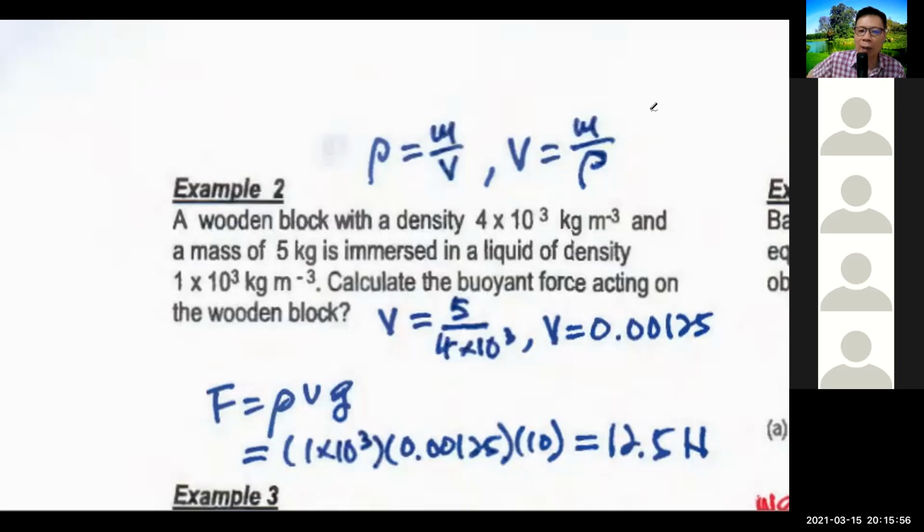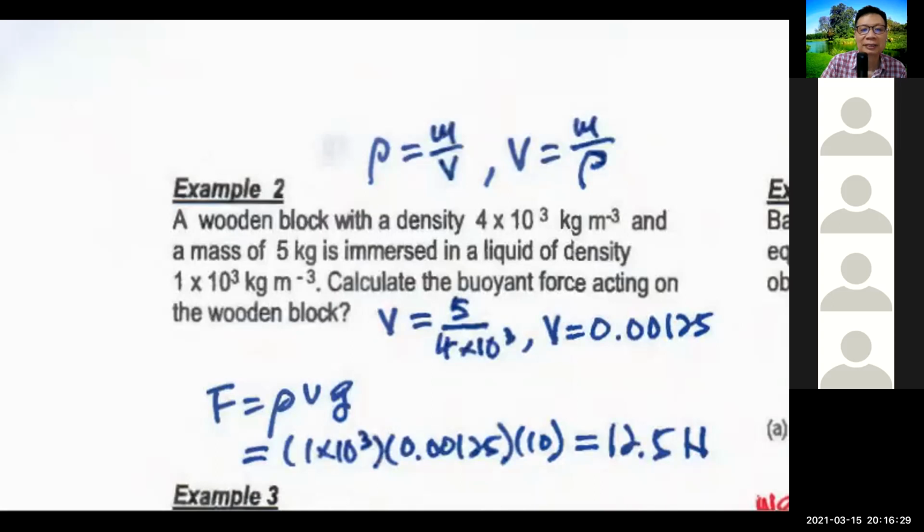Caroline, can you answer now? Why can I use the volume of the wooden block? Caroline? Why? Yes, sir. Why can I use the volume of the wooden block? Vivian, okay, Vivian, can you try? Why can I use the wooden block volume here? Why not the volume of water? Vivian?